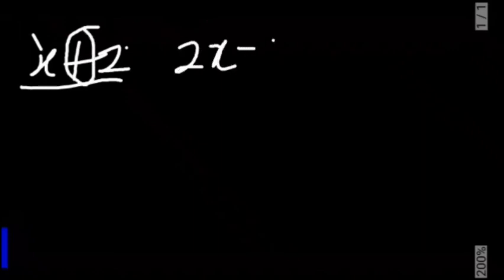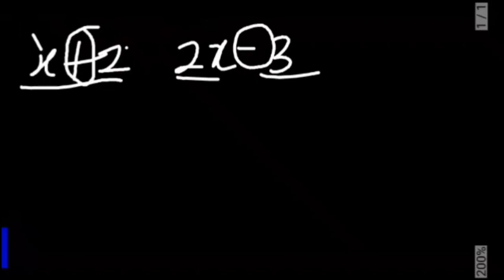2x minus 3. This is a binomial expression. Here we have the operation sign of minus at the center. Then we have two terms. So sometimes we might be asked in maths to expand these expressions.